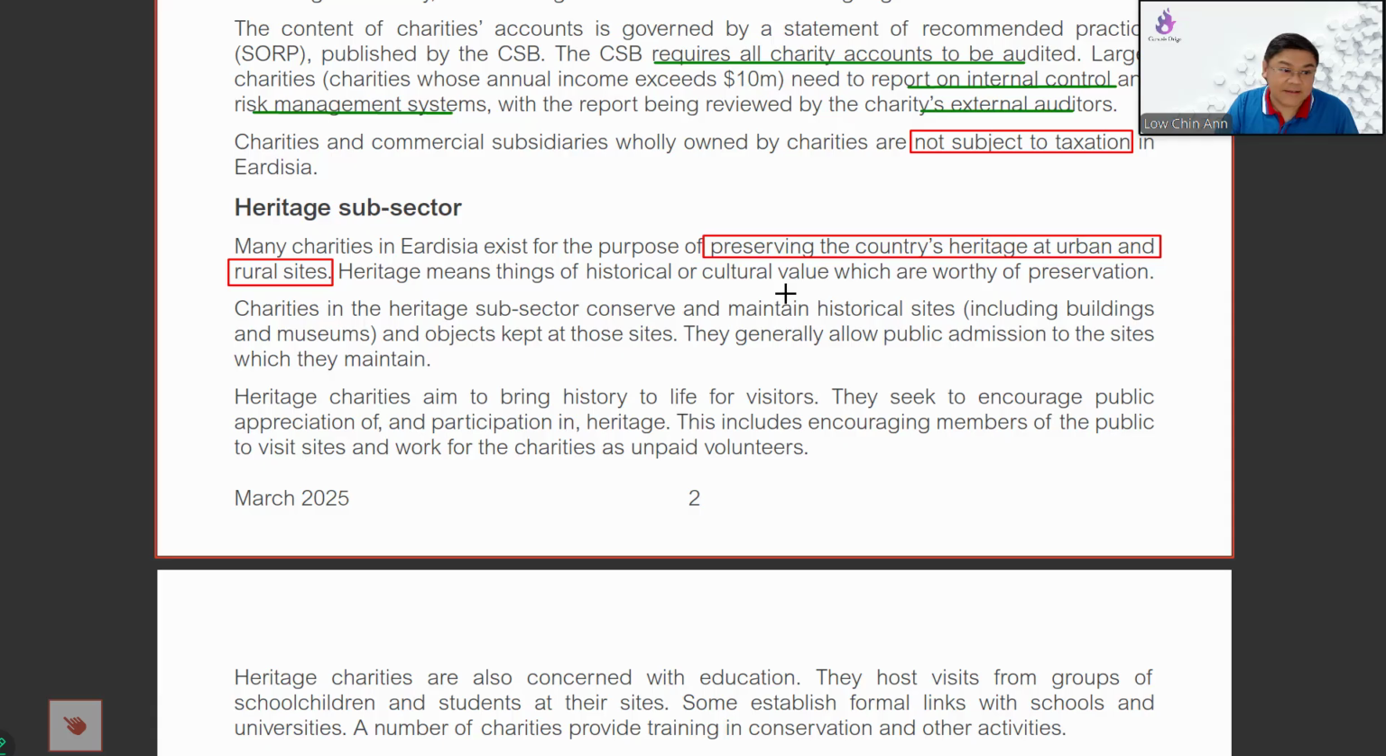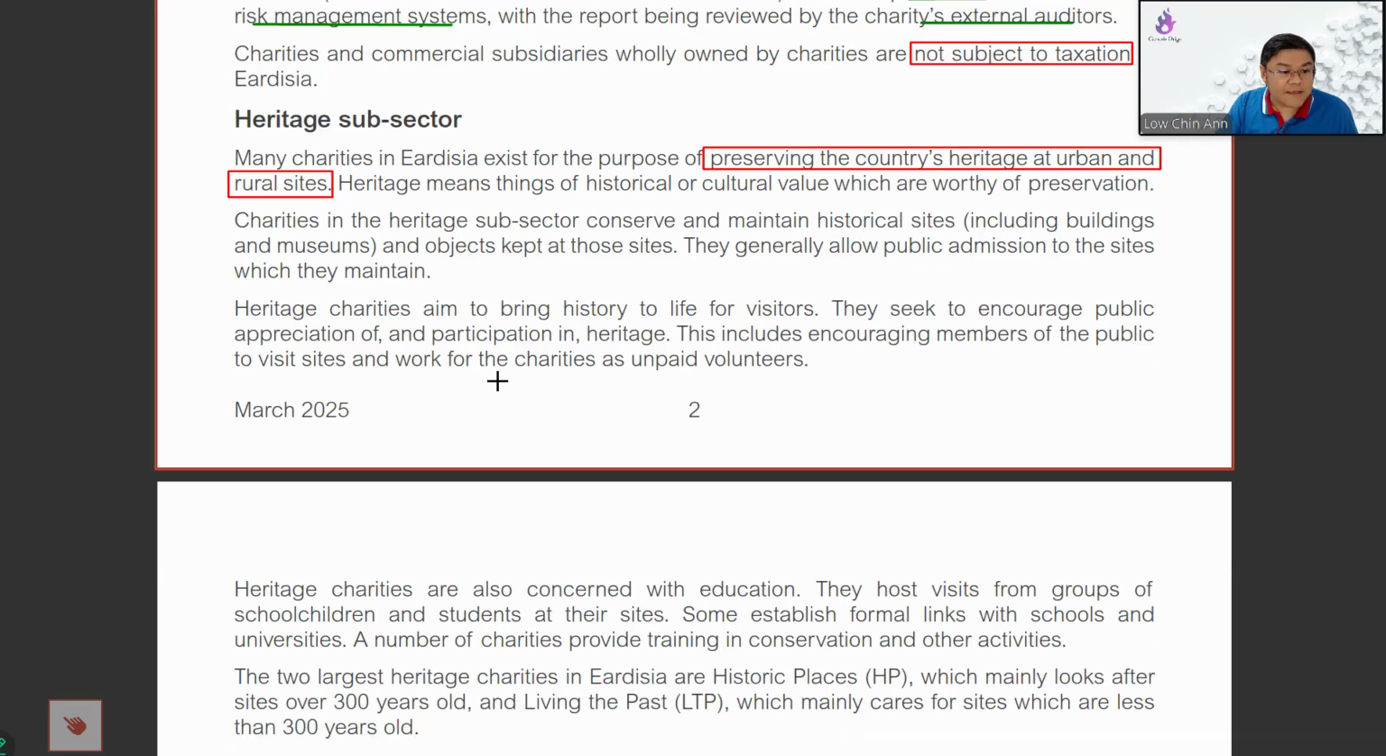So historical sites, you know, like maybe you have a settlement that was there 1,000 years ago, and you all just want to preserve it so people can visit and see the ancient settlement and stuff like that. Charities in heritage subsectors conserve and maintain historical sites, including buildings, museums, and objects kept at those sites. They generally allow public admission at these sites which they maintain. Heritage charity aims to bring history to life for visitors.